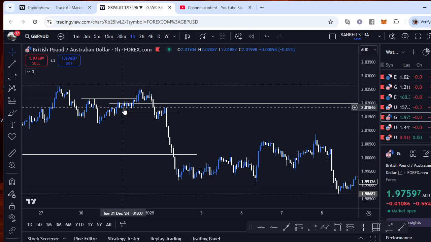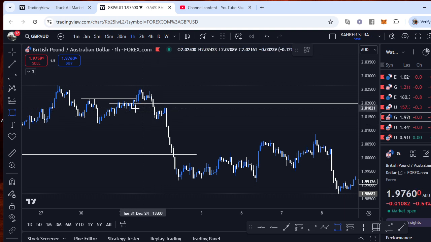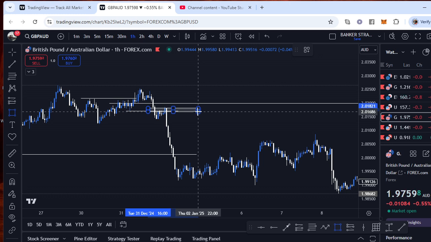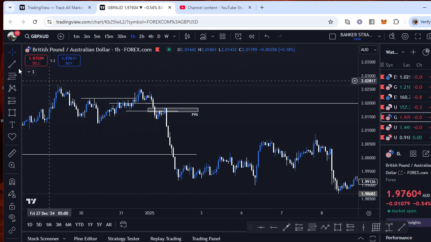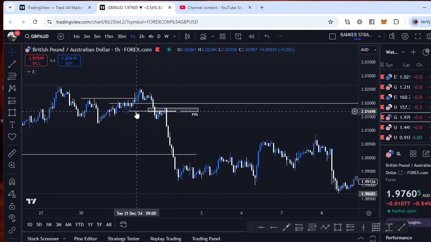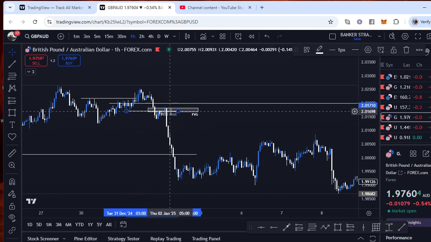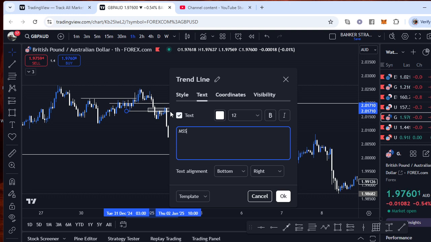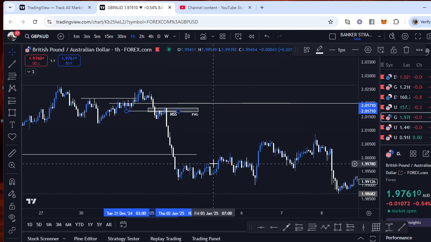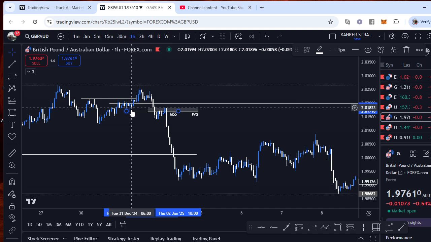So what I tend to do is mark out the area of interest, and I do that by taking this box and going to this fair value gap here, which was there, and I mark that out as an FVG, and then we also have the market structure shift, and then the order block is here. This is the candle responsible for this run up. All right.